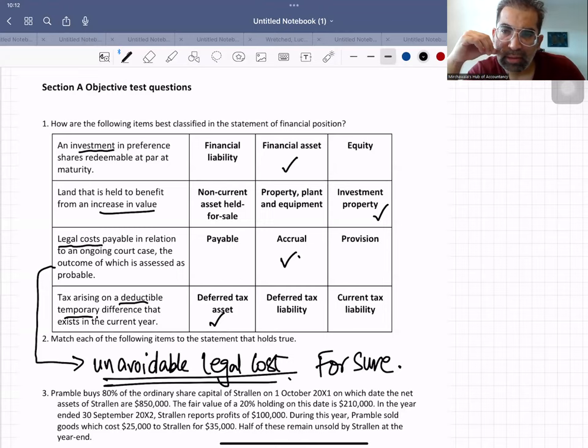Can anybody tell me an example of a deferred tax asset? Yes, very good, one example: unused tax losses. Yes, warranty. Excellent. Warranty, because you have booked the warranty expense now, but when you go to the tax department, they will say, no, we are not allowing it now. We'll allow it in the future when you pay. So that means in future, we'll get the tax benefit.